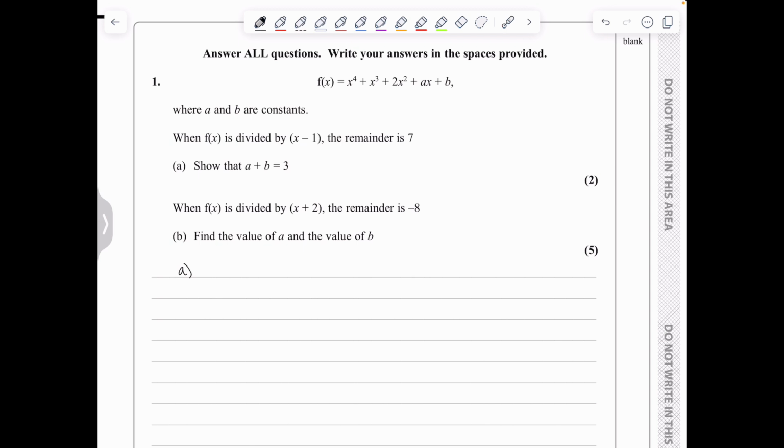So f of 1 is equal to 7, which means I can substitute x with 1, leading to 7 being equal to 1 to the power of 4 plus 1 cubed plus 2 times 1 squared plus a times 1 plus b, which leads to 7 is equal to 4 plus a plus b, and therefore we obtain that 3 is a plus b as required.